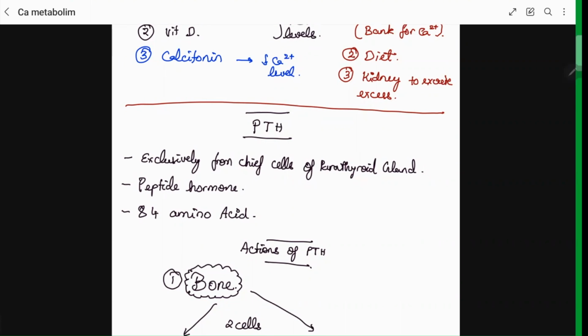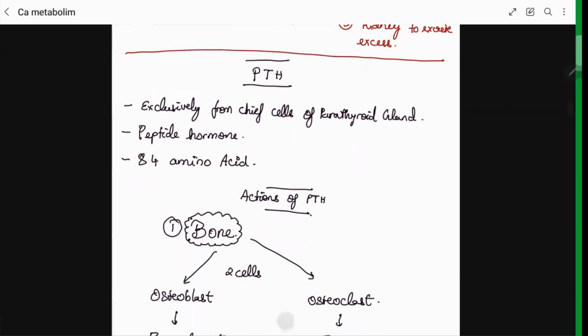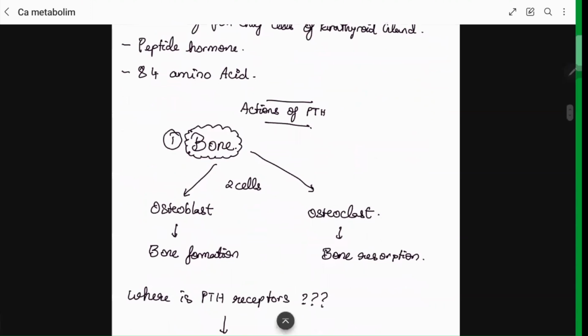I'll tell you. Talking about the parathyroid hormone, you're going to have a bone. This bone is going to have 2 cells. What are the 2 cells? One is osteoblast, the other is osteoclast. Osteoblasts are the bone forming cells. Osteoclasts are for bone resorption, so they help in bone resorption.